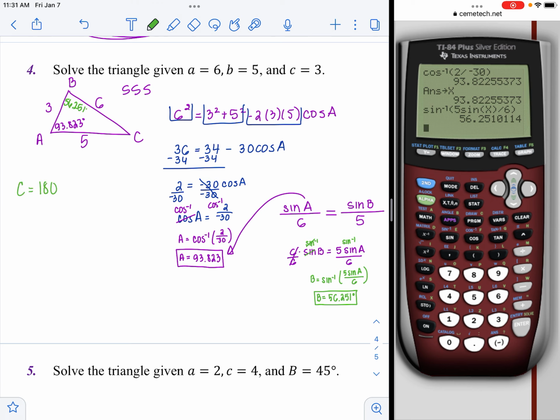So to get angle C, all I have to do is 180 minus, and then I have to add angle A plus angle B. So I can get angle C by doing 180. I'm typing this in my calculator right now. 180 minus, parentheses, angle A. Angle A is at 93.823, which is stored as X, plus angle B, which is 56.251, which is right above. So if you can grab it, grab it. If not, put second answer. And I get angle C is 29.926 degrees.